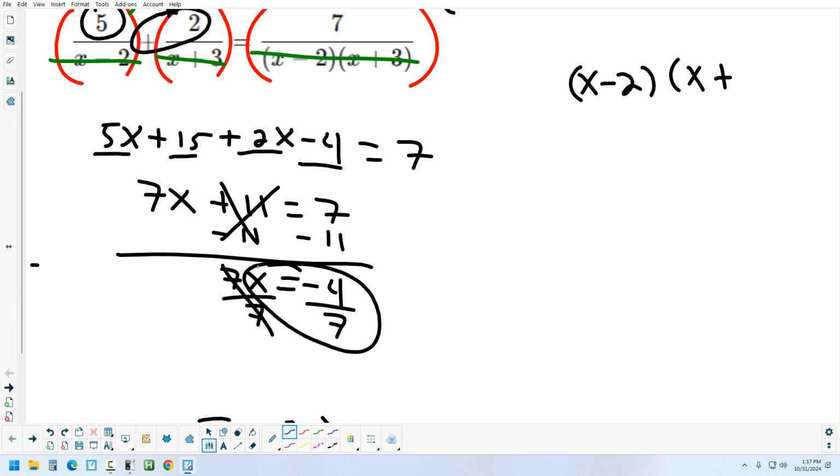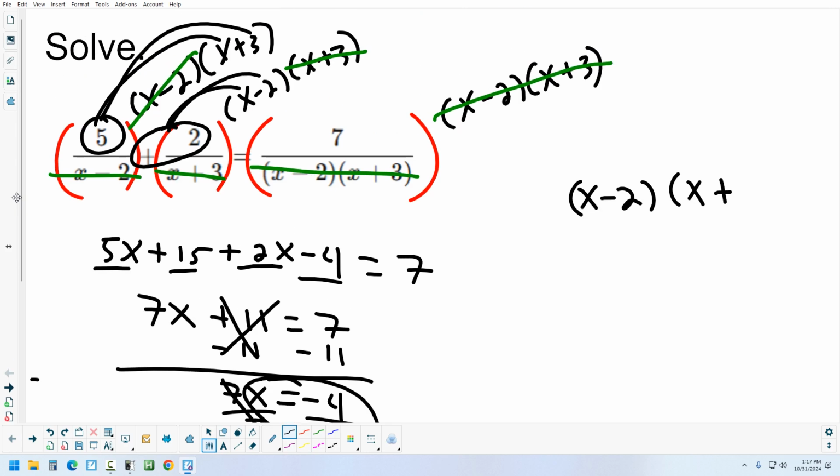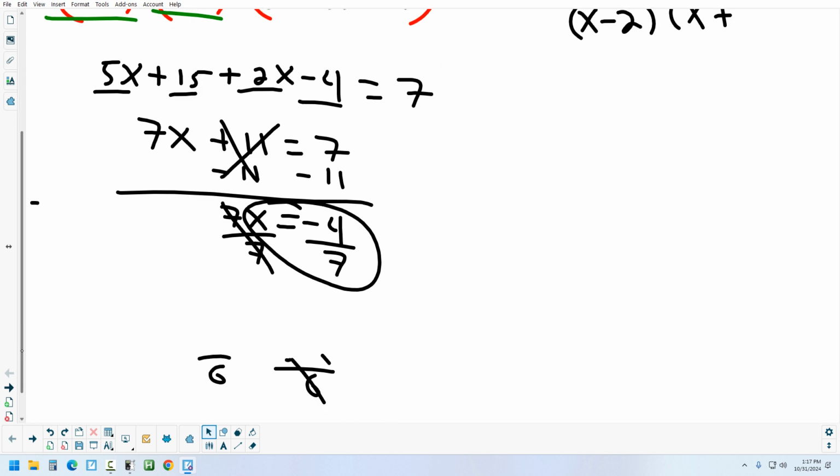Now we have to check and make sure that works. But there's only two numbers that wouldn't work here. What are the two numbers that if you tried to fill them back in? 2 and negative 3. Is that a 2? Nope. Is that a negative 3? Nope. Then it's fine.